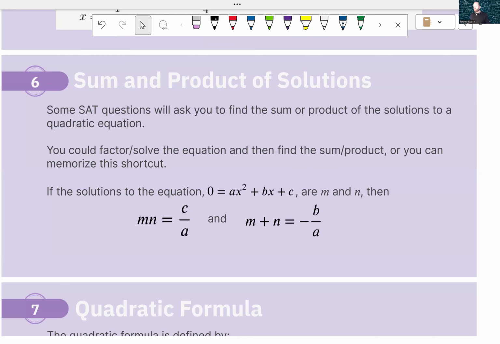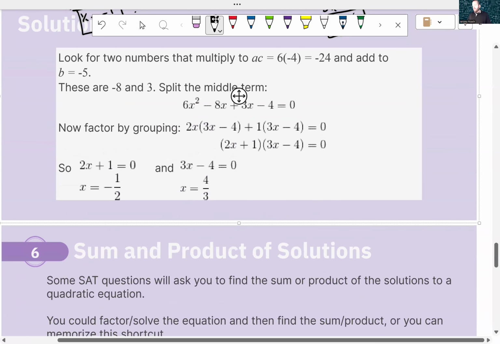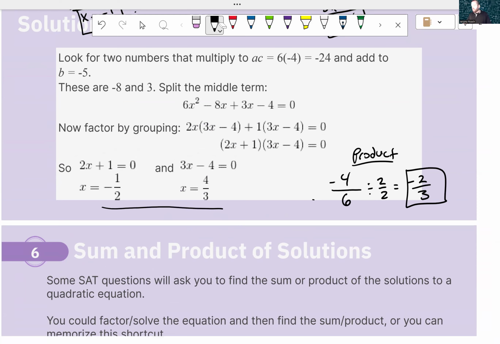They're going to say, what is the product of the solutions? Or what is the sum of the solutions? So in this example, our solution was negative 1/2 and 4/3. If we wanted to find the product, we just would multiply those straight across and we get negative 4/6, and we can reduce that fraction to negative 2/3. So that would be the product if we multiplied these two answers.